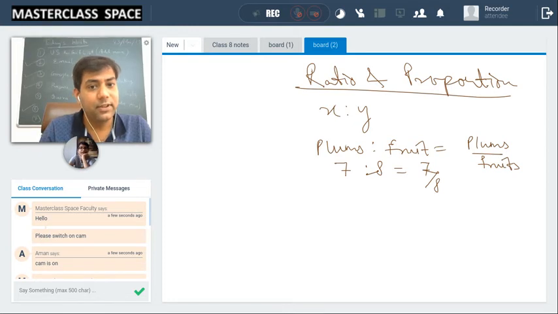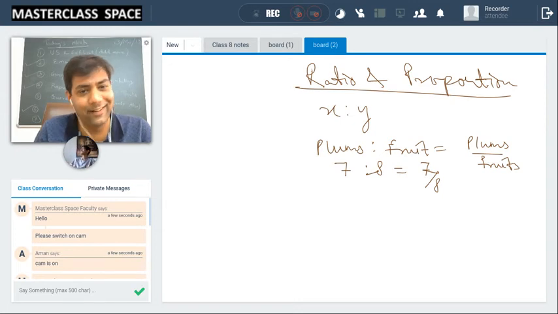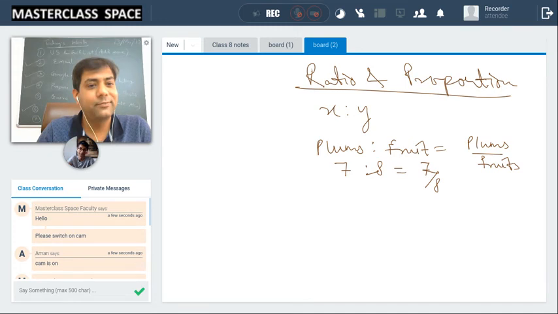50 kilometers in 5 seconds. 50 divided by 5 is 10, that's called the unitary method. Then how much will he go in 7 seconds? 70. Nice. Okay, that's called the unitary method. You calculate for 1 and multiply for the rest.